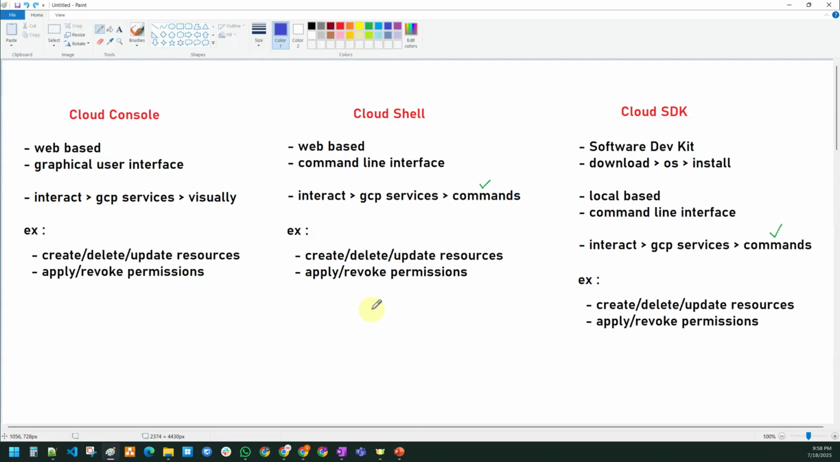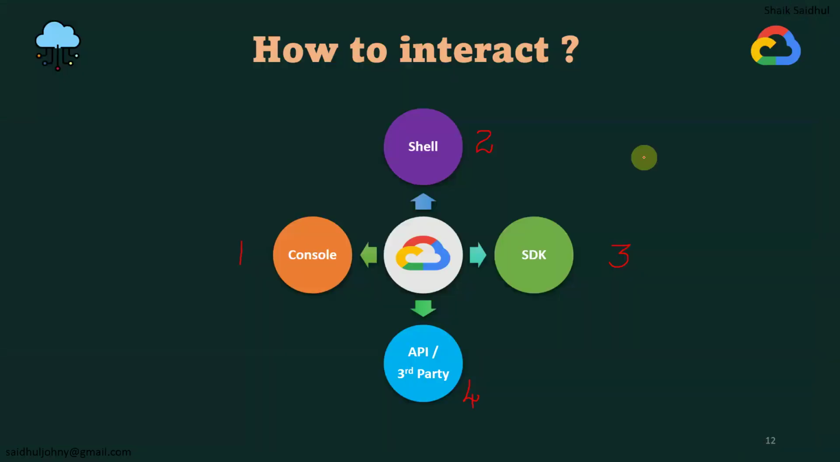Before that, I'm asking you this question: Cloud Console and Cloud Shell are both web based because they are already available over the web. You don't need to download them. You can directly access them as your interface method. But Cloud SDK is a software development kit which you use to interact from the local machine. That's the reason you have to download it. Sir, how do we download it?